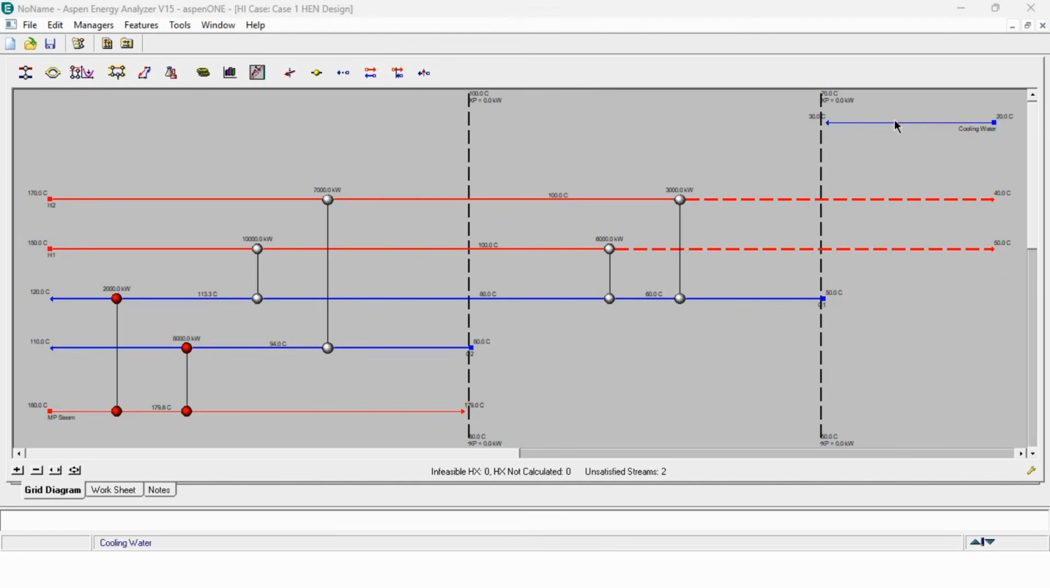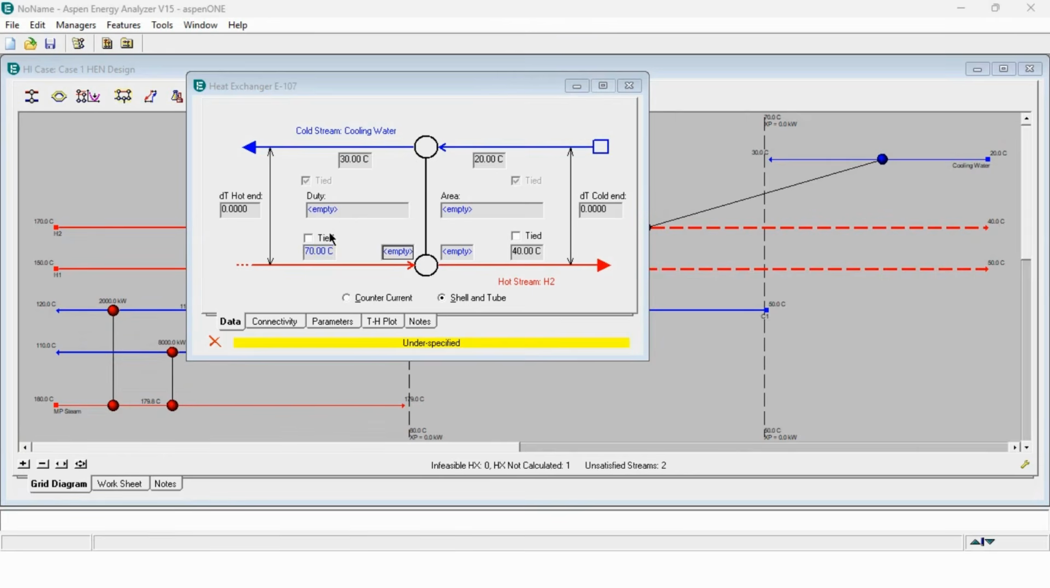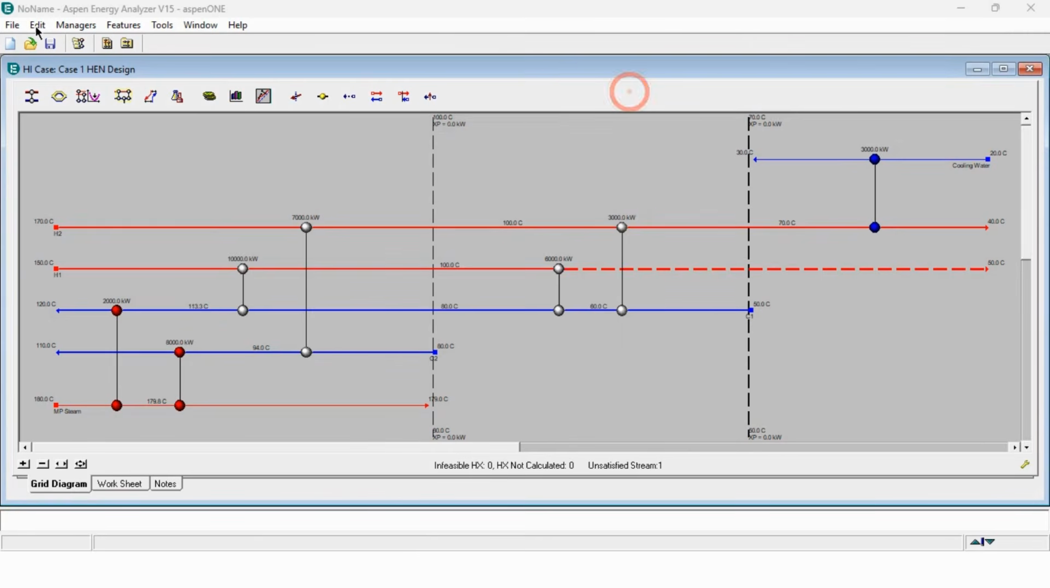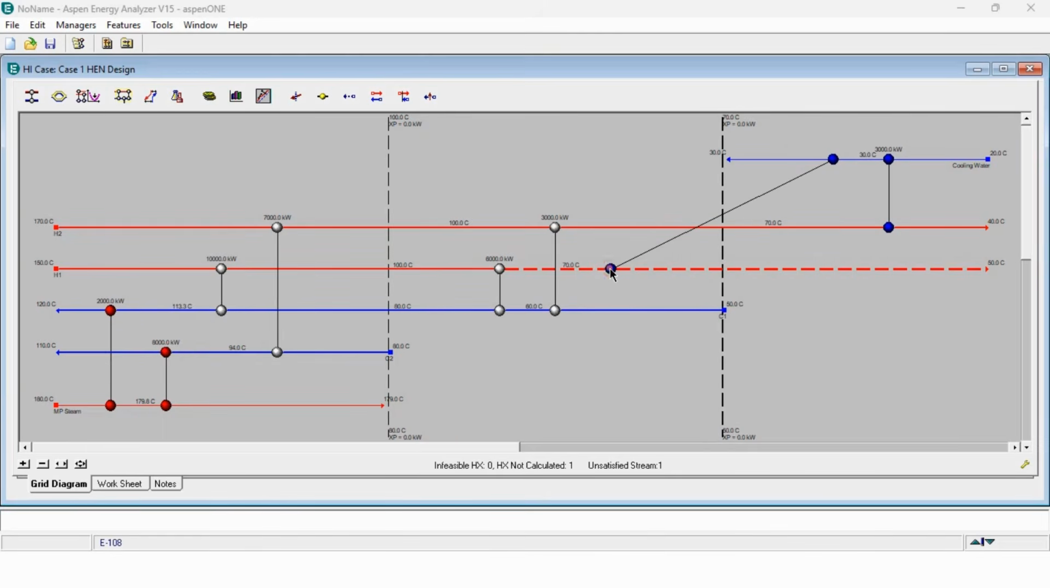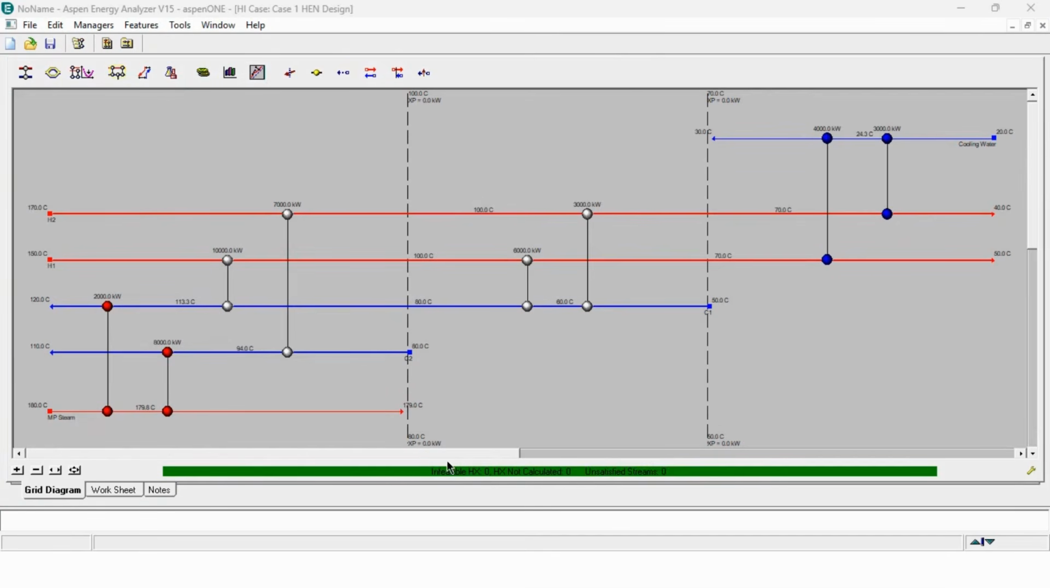Now for the below pinch system, there is no cold stream here. So obviously these two hot streams will exchange heat with the cooling water. Very simple case, just connect it. There is no need to go back to Excel. And you can see this has been done. And similarly, this has been done by tying, and you can see our complete network has been solved over here.